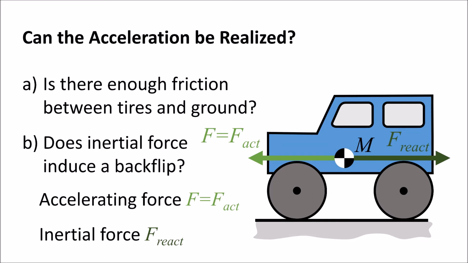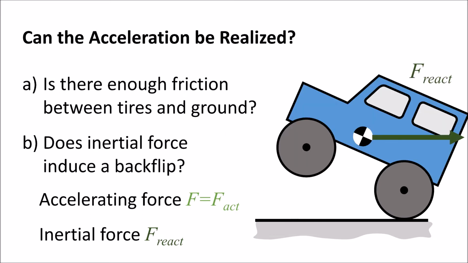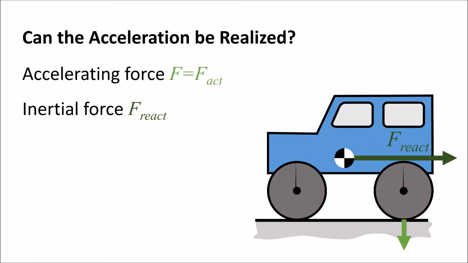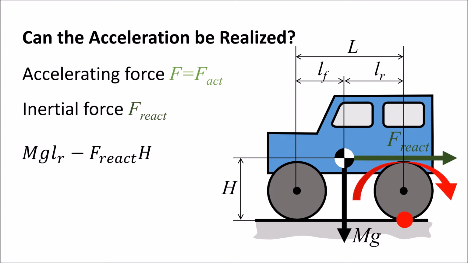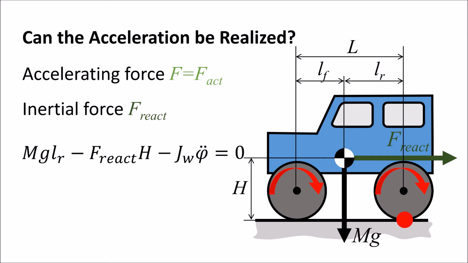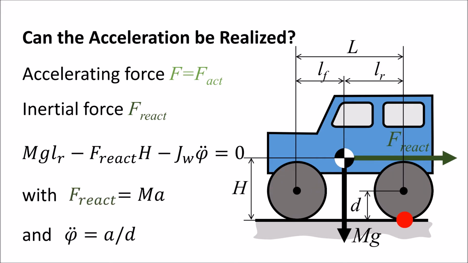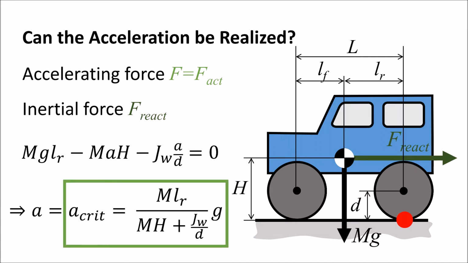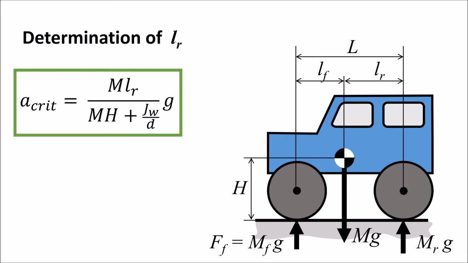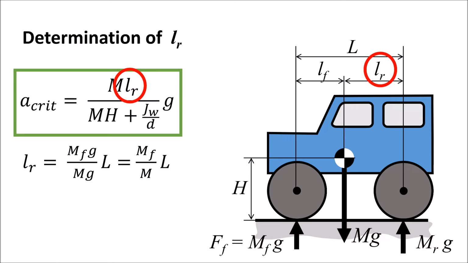The second condition is that the accelerated car must not tilt backwards when accelerated. This can be analyzed by applying the equilibrium condition about the potential tilting point. For this, the location of the center of gravity of the car must be determined, especially its height and horizontal distance from the rear axle.